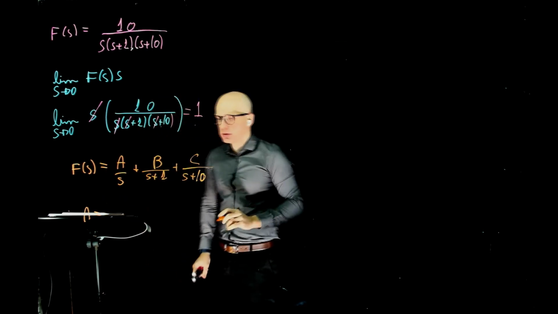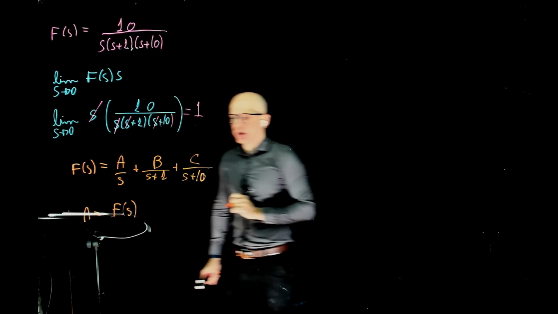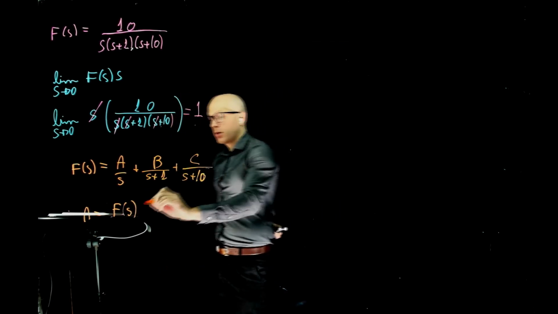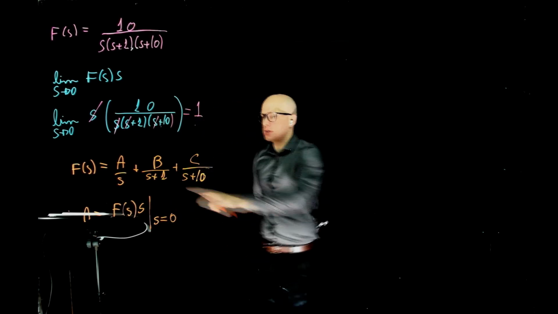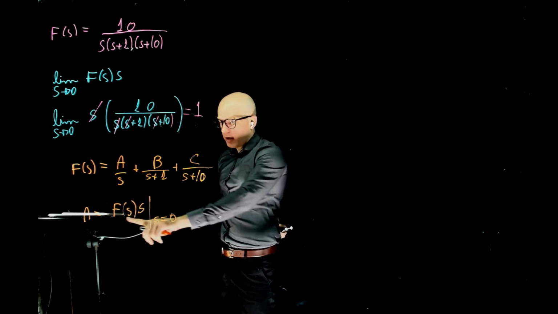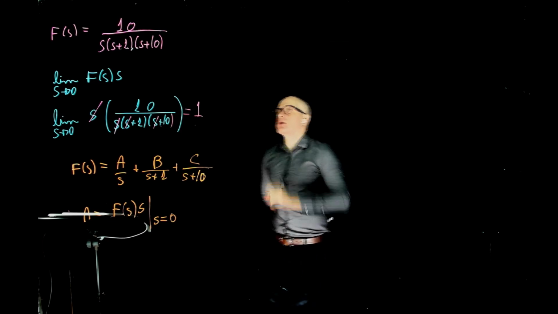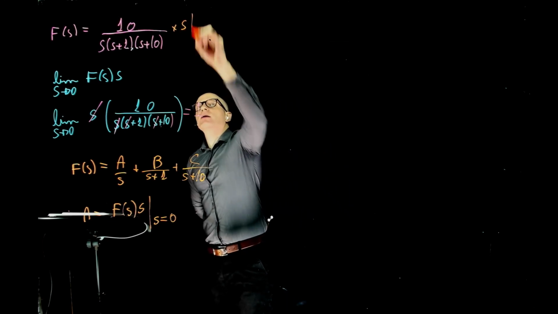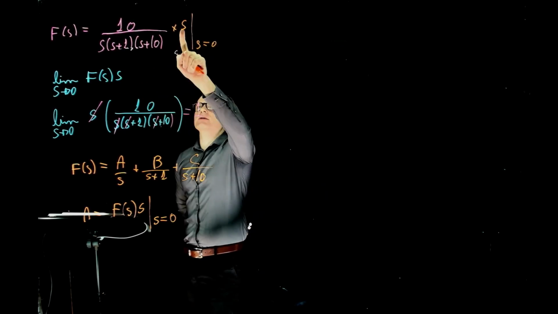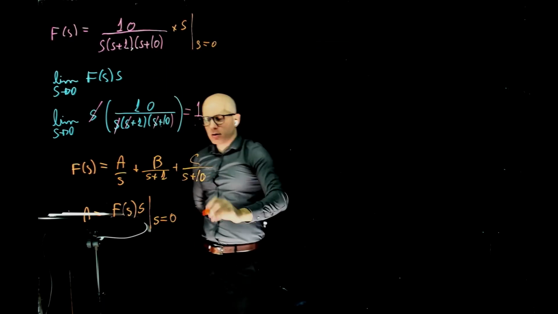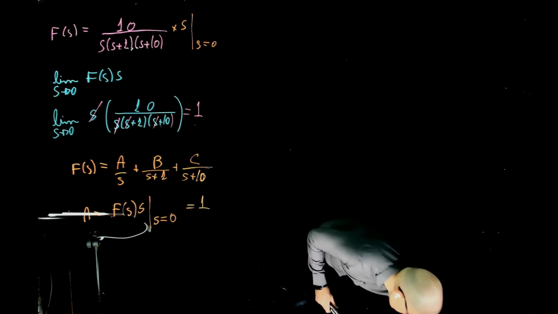So how do we find A? A is found by taking F(s), multiplying that by s, and evaluating that at s equals 0, because s is what divides A. If that is the case, what is the value of A? So multiply this by s and make s tend to 0. What is the result? This s cancels that s, leaving 10 divided by 10. The result here should be 1 for A.